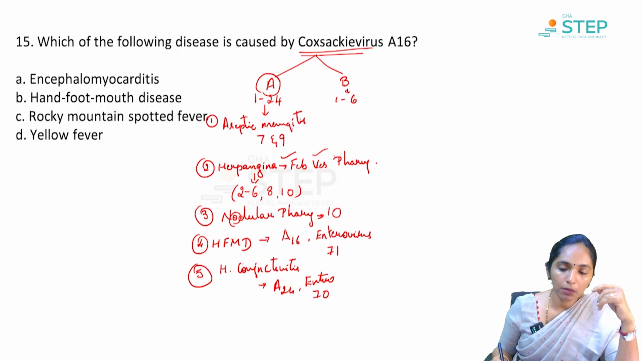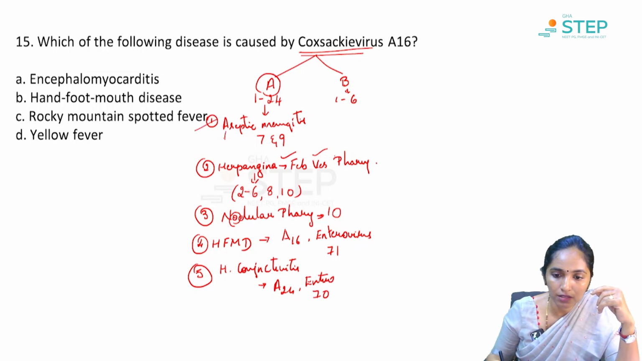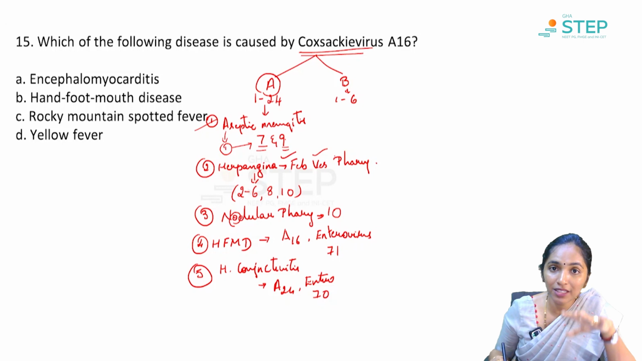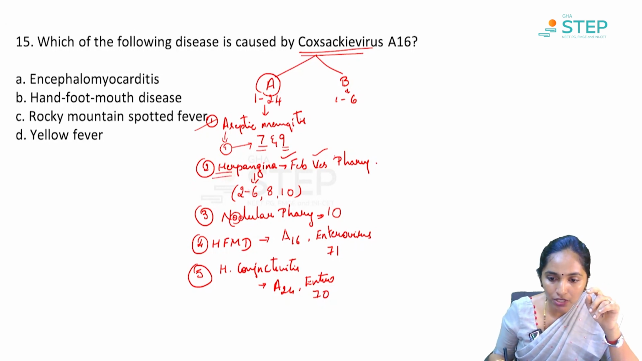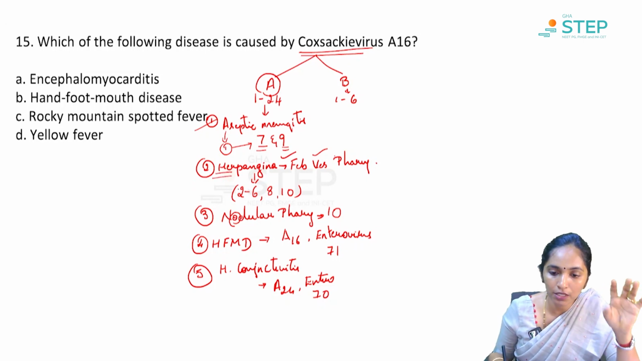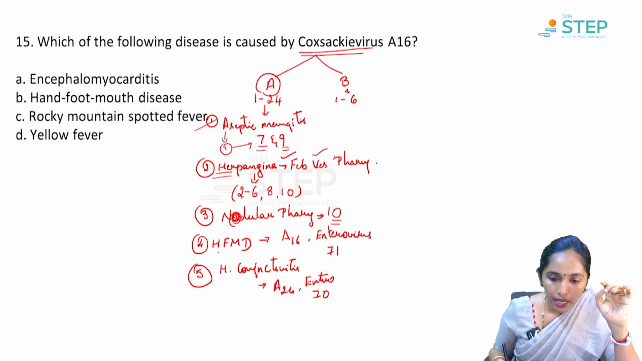So how do we remember it? Aseptic meningitis, A is first, so it is the odd numbers. Among the list given, odd numbers are 7 and 9. At least we should learn this list by heart. If we get confused, we can apply this theory. I did not find any other easier way to remember. Herpangina, all even numbers, that is 2 to 6, 8 and 10. Nodular pharyngitis, O is the important thing here, and 10.